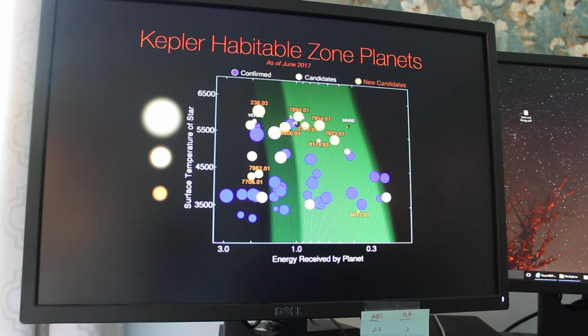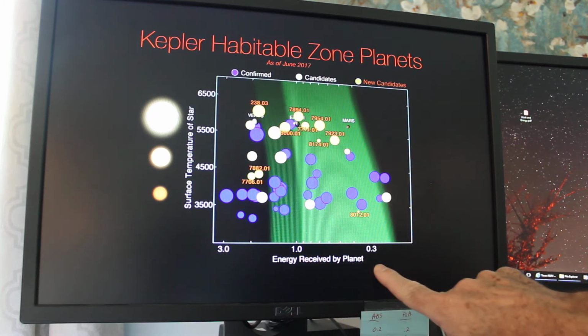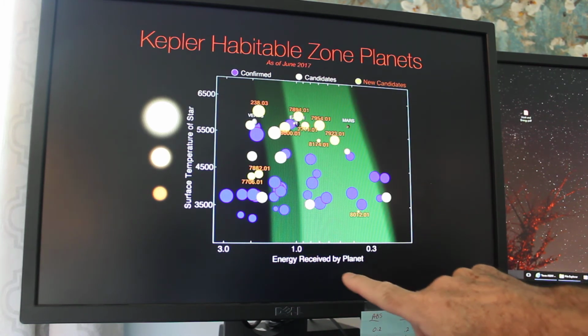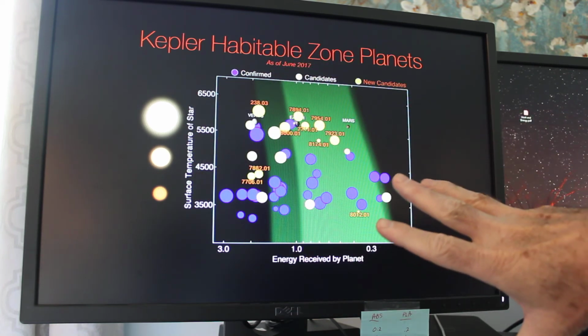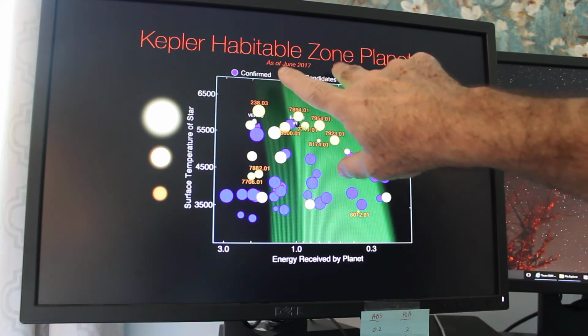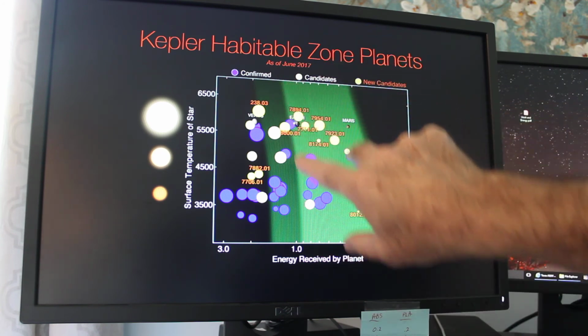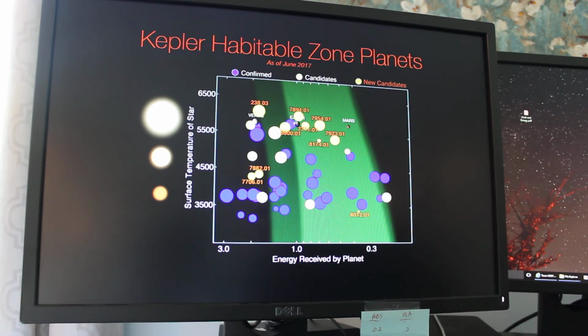These are Kepler ones again, but this is a diagram showing the energy received by the planet, and this is surface temperature. This is a good representation. Can you see the green area in here, especially the lighter green? That's what we call the Goldilocks zone. That's the magic spot where water can exist in a liquid form.